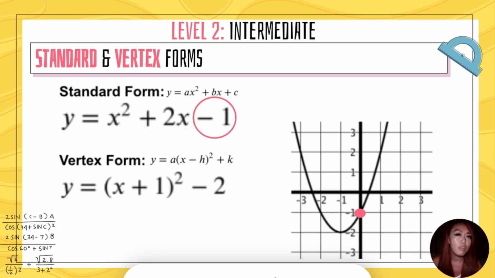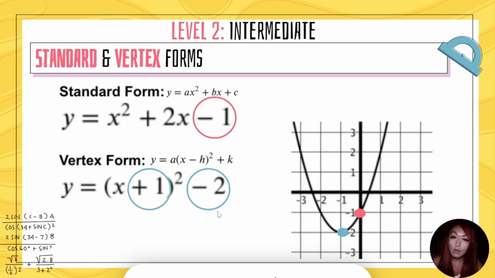Well, think about the name, vertex form. It tells us the vertex. So when your equation is in this form, the vertex is (h, k). So notice how our vertex is negative 1, negative 2.